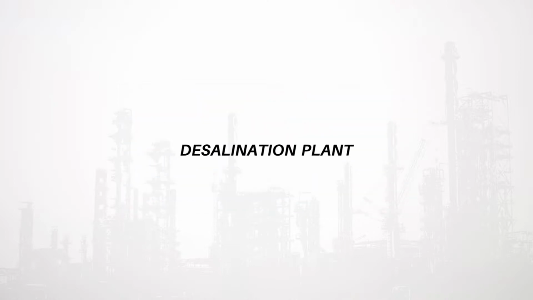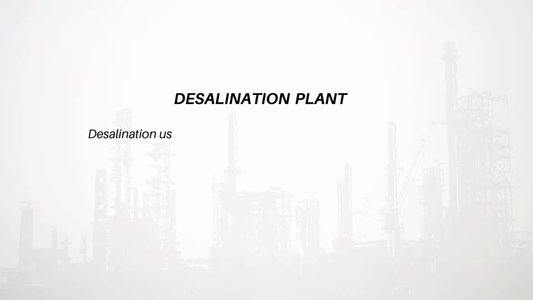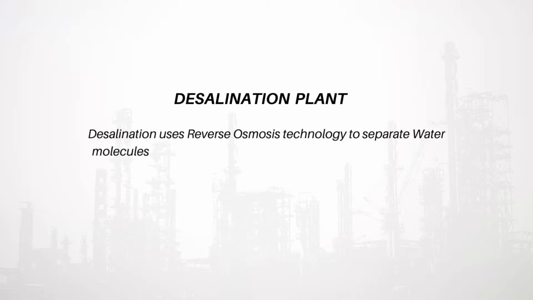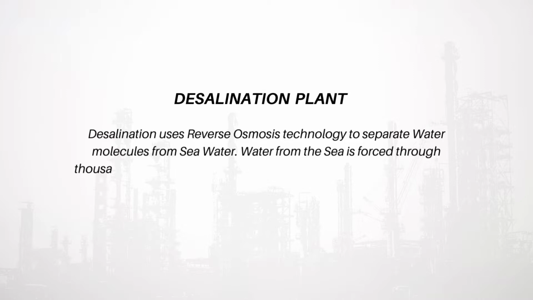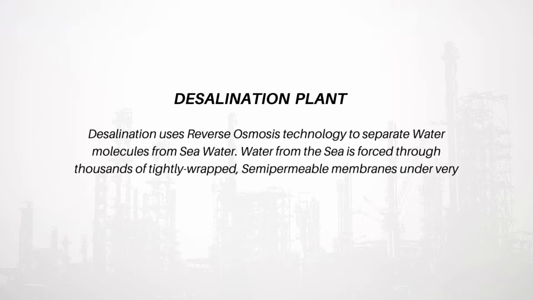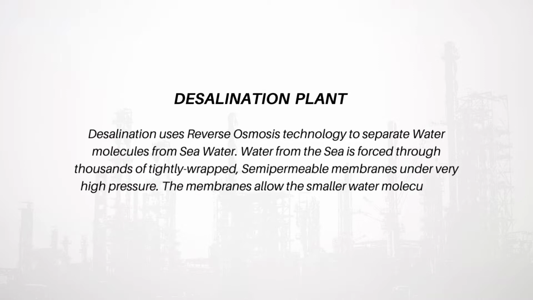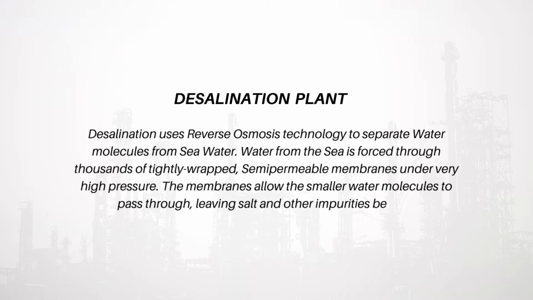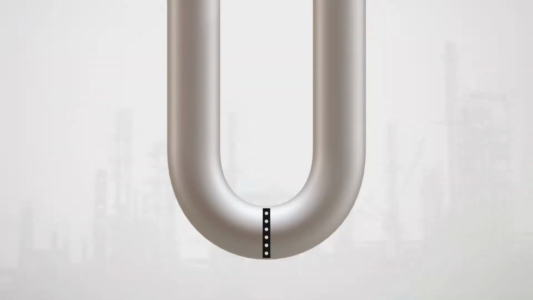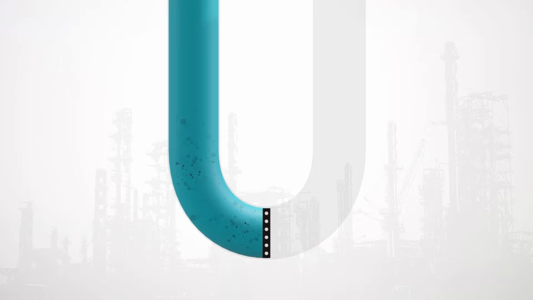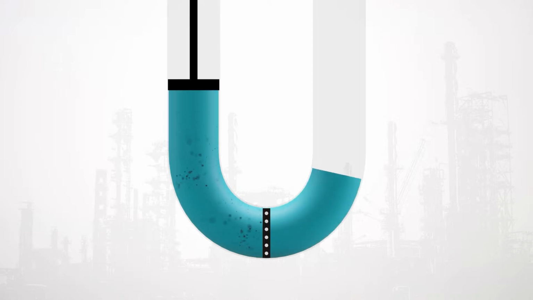Desalination plant. Desalination uses reverse osmosis technology to separate water molecules from seawater. Water from the sea is forced through thousands of tiny wrapped semi-permeable membranes under very high pressure. The membranes allow the smaller water molecules to pass through, leaving salt and other impurities behind.